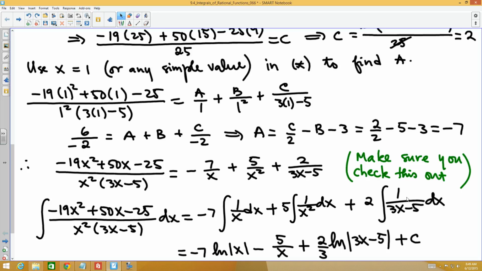And the integral of 1 over 3x minus 5 is ln of 3x minus 5, and then you divide the result by 3, because if you take the derivative of ln of 3x minus 5, you get 1 over 3x minus 5 times 3. So that's always divided by 3. And then the constant term.